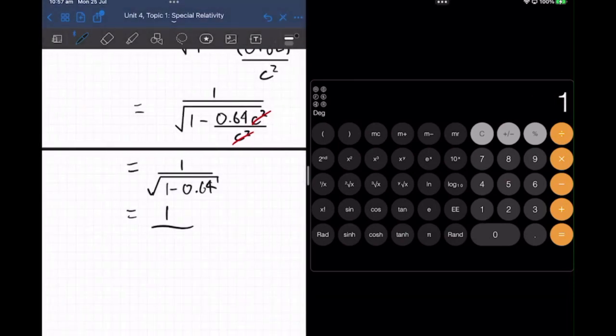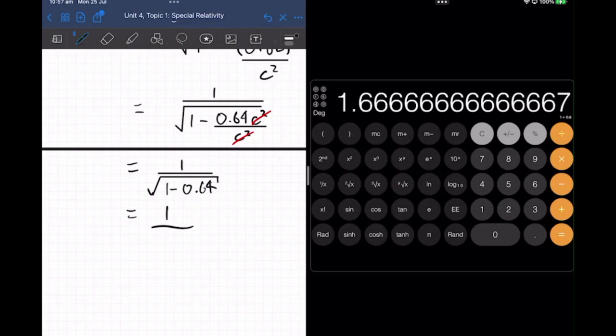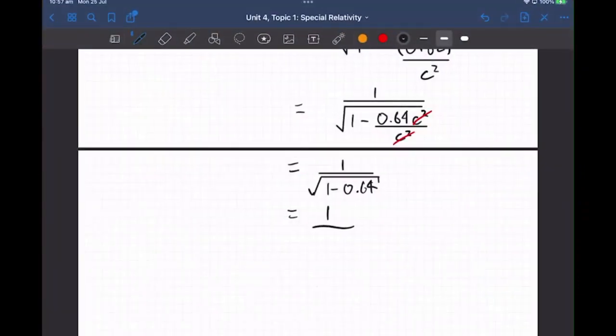What do we get? 1 minus 0.64, we're going to get 0.36. So 0.36, we want the square root of 0.36. Square root of that is 0.6. 1 divided by 0.6. Is that about right? Is that what you guys got? Yeah. 1 and I guess that's 2/3. We could probably write that as 5/3 if we wanted. 1 and 2/3, 5/3. Or just 1.67 would be accepted.